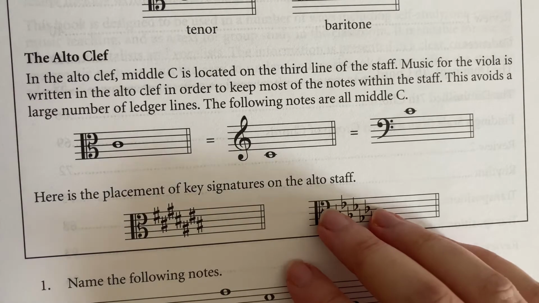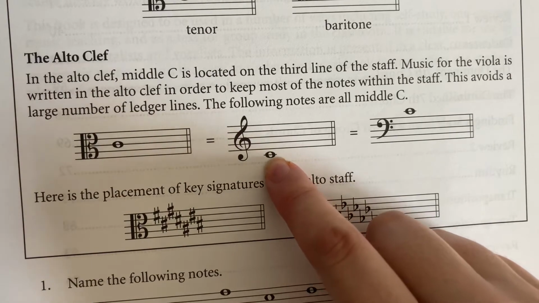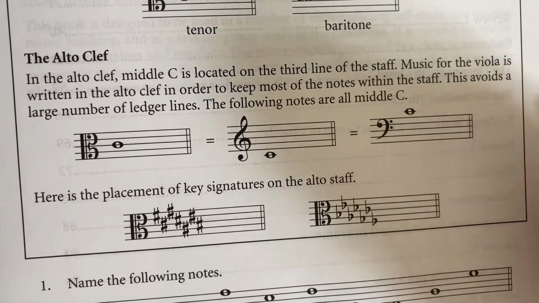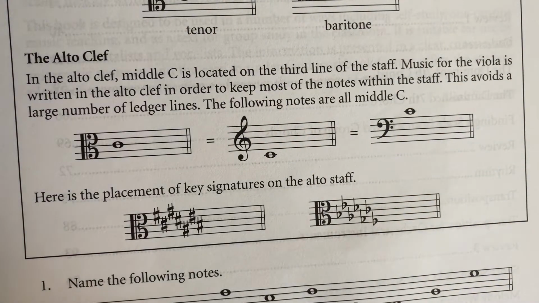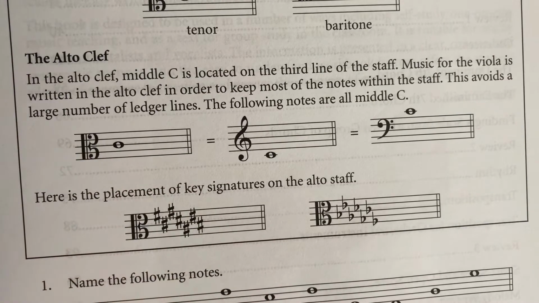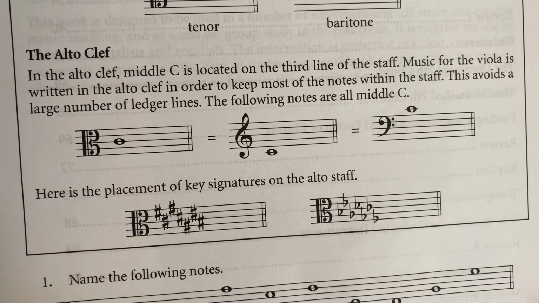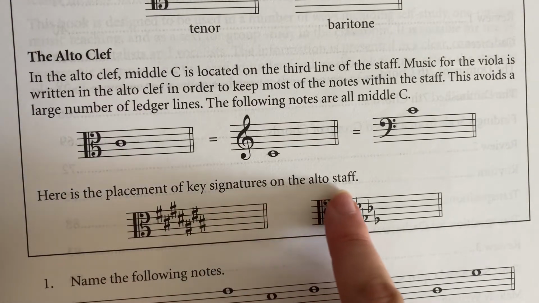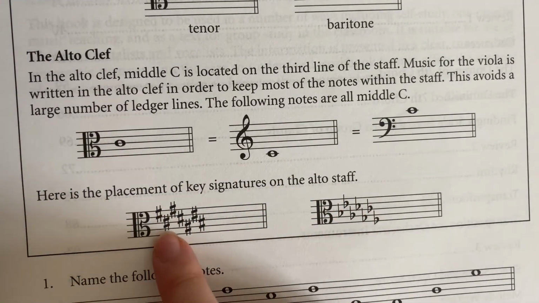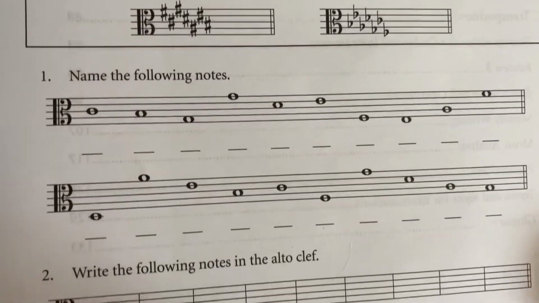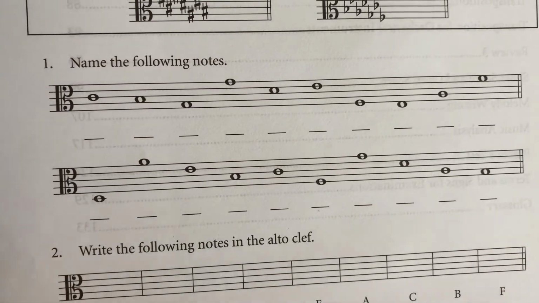Okay, so you see how in the treble clef here, there's a ledger line for middle C. In the bass clef, there's a ledger line for middle C, but the alto clef does not have a ledger line at all. Here is the placement of key signatures on the alto staff. So you got your sharps and your flats. Okay, so now let's get into the actual exercises.